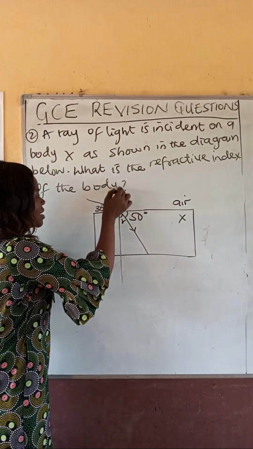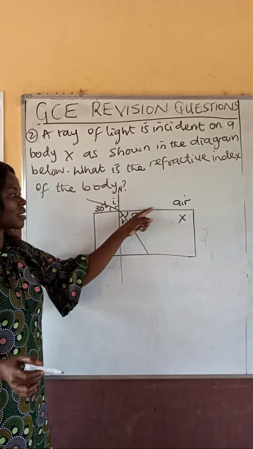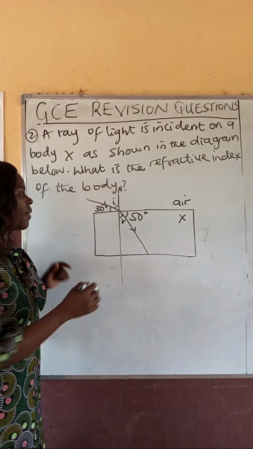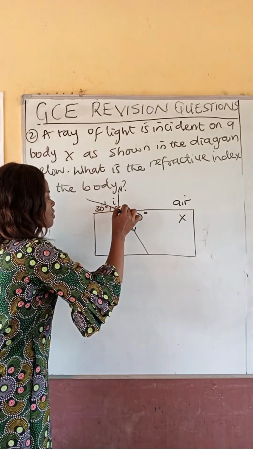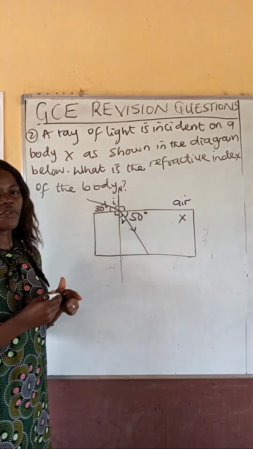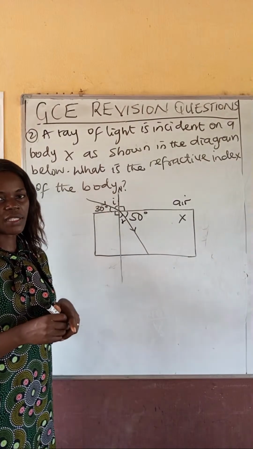We should know that this is a normal, and normal is what? Perpendicular line to this reflecting surface. That means our normal is 90 degrees. So this is 90 degrees. Okay? And this is also 90 degrees. And if you go by that, we are going to find this angle here, which is the angle of incidence.